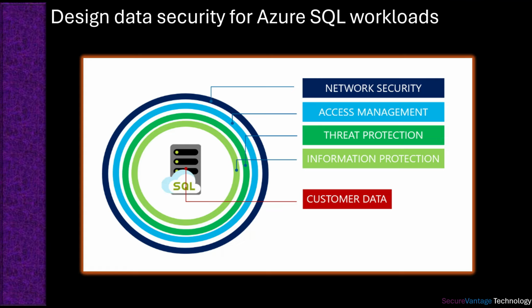Let's discuss the security layers that you can think of using for securing the data tier, which is SQL in this case, of your applications. First layer is network security.